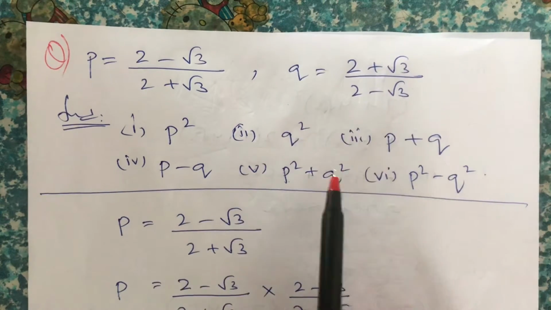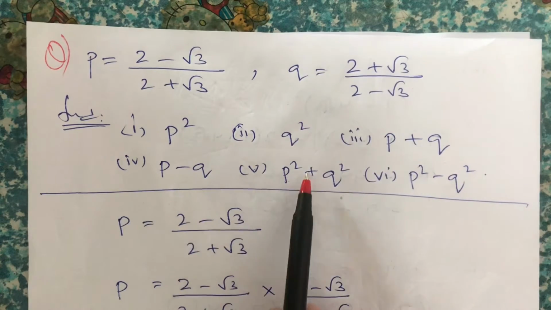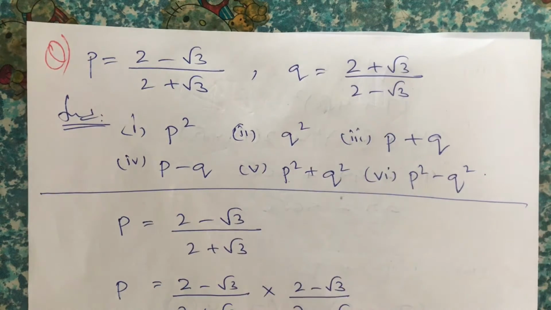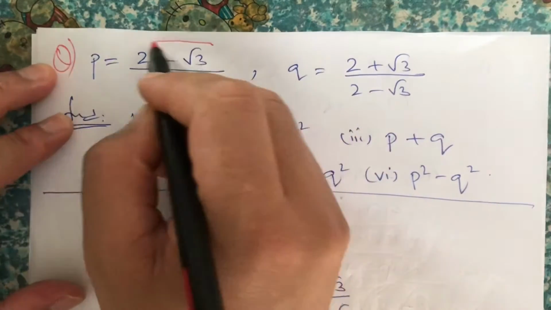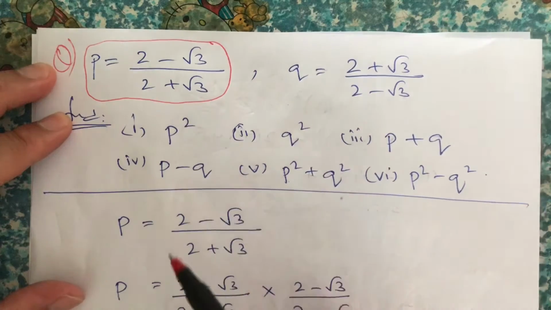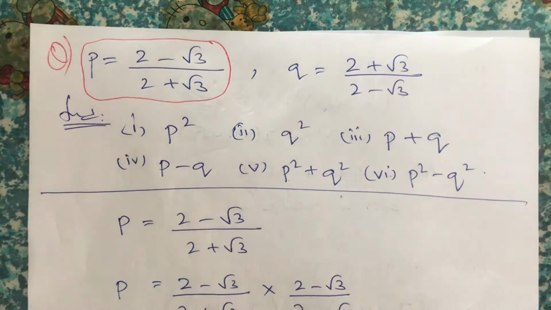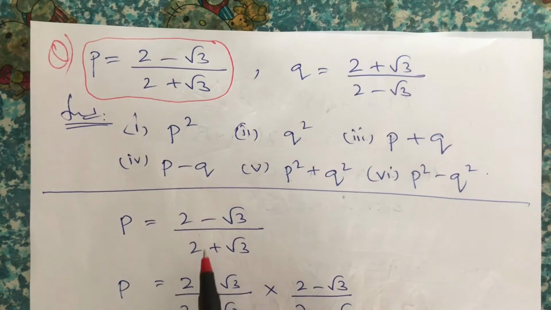And these are the 6 questions that they've asked to find. Find P squared, Q squared, P plus Q, P minus Q, P squared plus Q squared, and P squared minus Q squared. So in this type of question, the first thing is, whatever is the value of P that is given to you, we'll have to first rationalize it to get the new value of P, or the actual value of P. So this is the P that we have, we rationalize it.